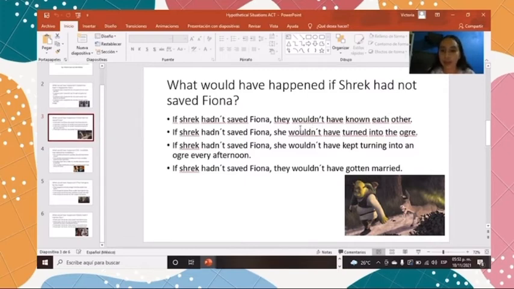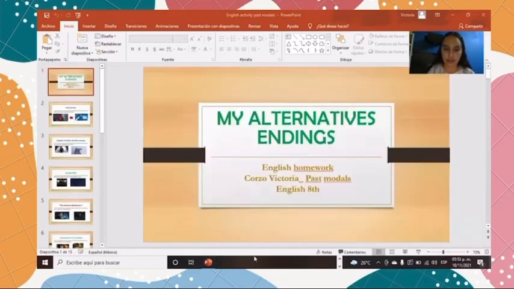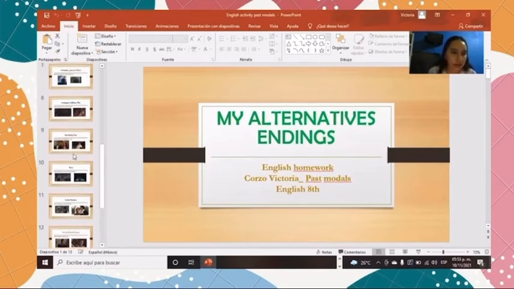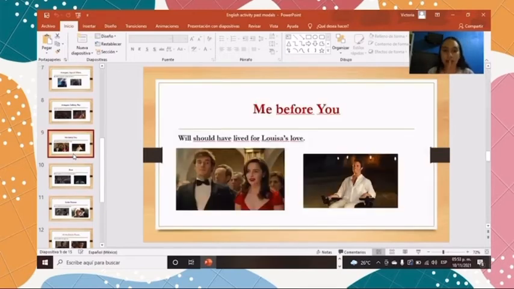I could have used could and might or may. That's what I did differently in this assignment. My alternative endings is the title of another of my favorite assignments, and I think I would have done it differently. In this sentence, in this structure, I could have chosen another linking idea.